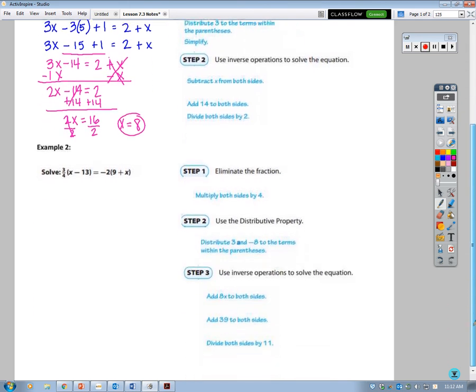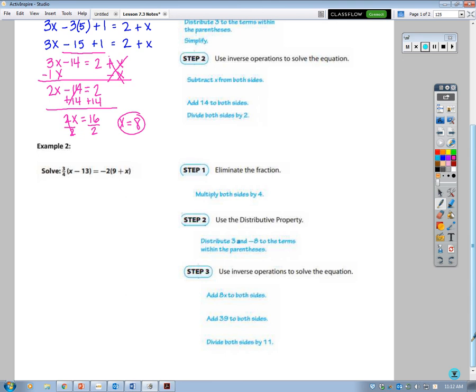All right, so we're going to go ahead and move on to example 2. We've got a fraction here, and we want to eliminate the fraction. This is telling you to eliminate the fraction first by multiplying both sides by 4. You could distribute first and then eliminate the fraction, but we're going to eliminate the fraction first, and we do that by finding the LCD. So you need to find the LCD, which in this case is given to you. It's 4, so we multiply both sides by 4. We have to multiply both sides because that's what keeps both sides equivalent.